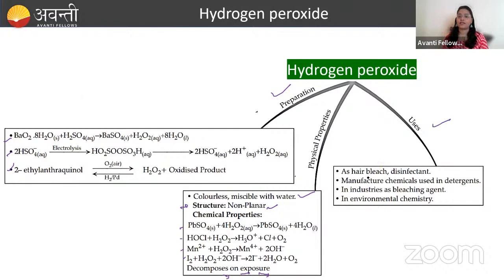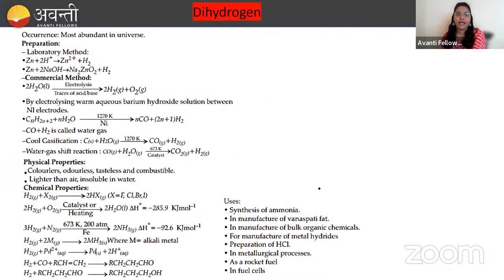Hydrogen peroxide is used as a hair bleach and disinfectant. Okay, for manufacturing chemicals used in detergent manufacturing, hydrogen peroxide is also used. It is used in the industries as a bleaching agent, as well as in environmental chemistry. Hydrogen peroxide is mostly used.